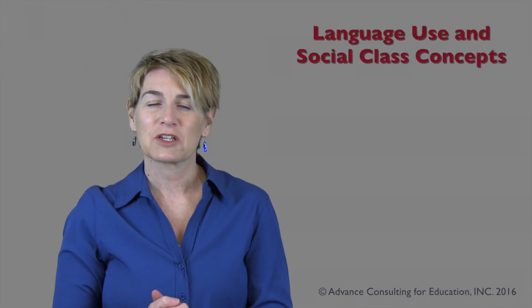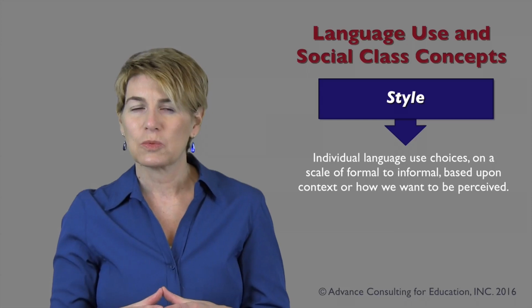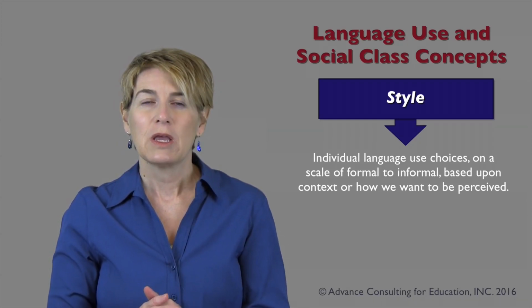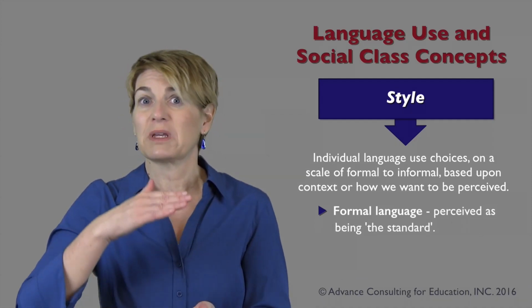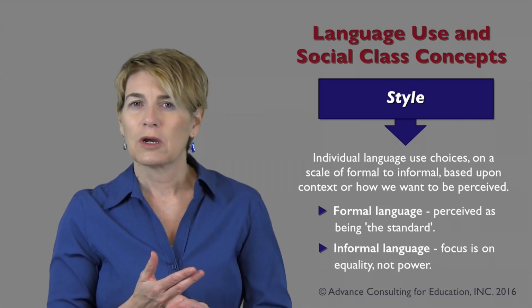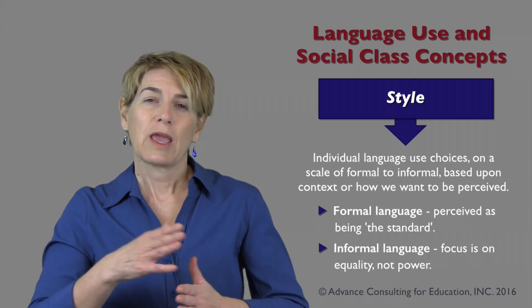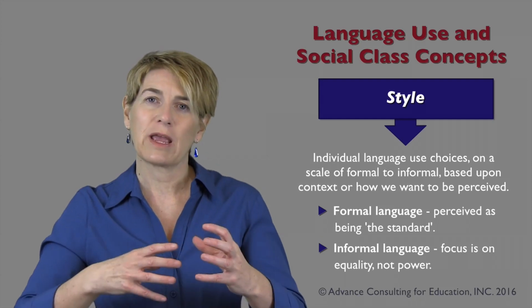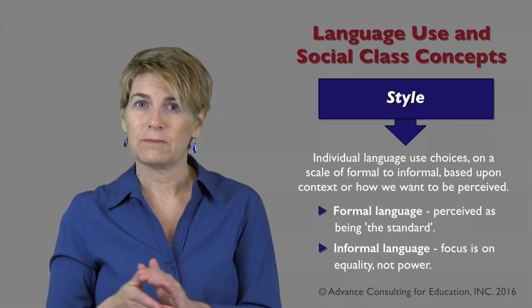There are a few other concepts that we can explore when we're looking at language use and social class. So the first of these concepts is style. Style is our choice of language on a scale of formal to informal based upon a situation that we find ourselves in or how we want to be perceived. So formal language very closely approximates the standard of the language. So formal language is perceived as being the standard. Then informal language involves choices we make in terms of our pronunciation, our vocabulary, and our grammar to indicate that we are speaking in a much more informal situation, and the relationships are less about power and more about equality. So style is all about this choice we make from formal to informal.